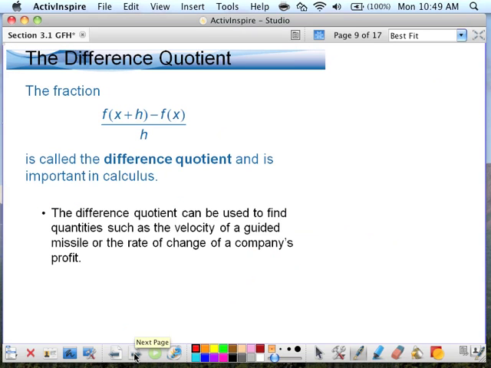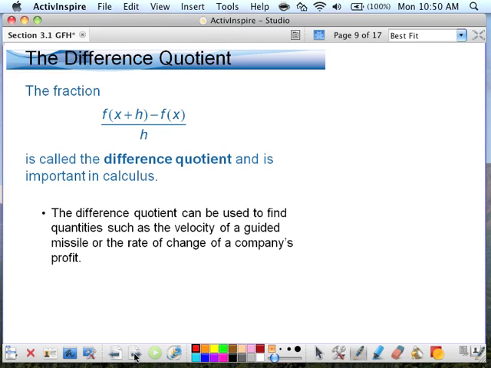Let's go ahead and look at the difference quotient. The difference quotient is a fraction built upon different types of function notation. It's the same fraction every time. The difference quotient is always given by f of x plus h minus f of x, divided by h. That is your difference quotient every time. And we use it a lot in calculus. So it's really important that you understand it before you get there, because we assume that you can work with function notation really, really well at that point.